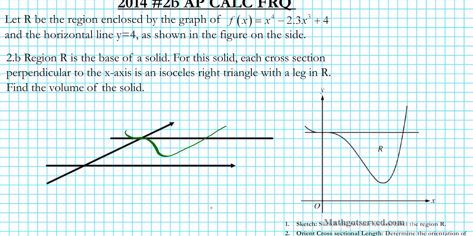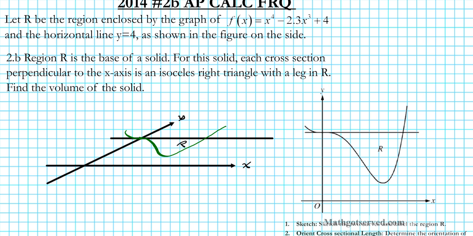All right, so this is our region R. It is now laying flat on the side. That's R. This is my y-axis, and that's my x-axis. So what we have is isosceles right triangles perpendicular to the x-axis.